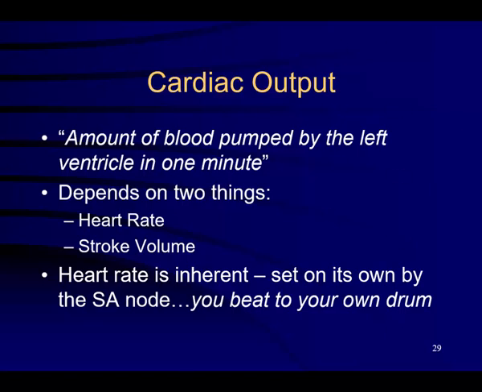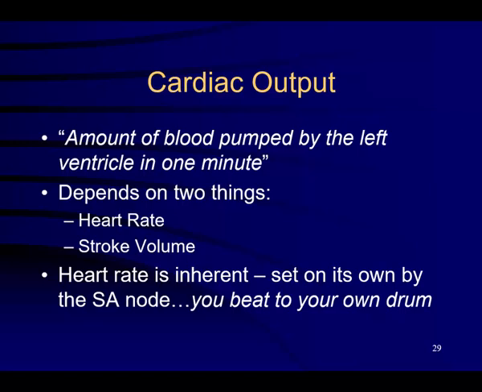The last thing we're going to talk about is cardiac output. Basically, it's measuring how efficient your heart is. How well is it working? How much blood is it pumping per beat? And it depends on two things, on how fast your heart is beating and how much blood every beat pushes out. That's referred to as stroke volume.